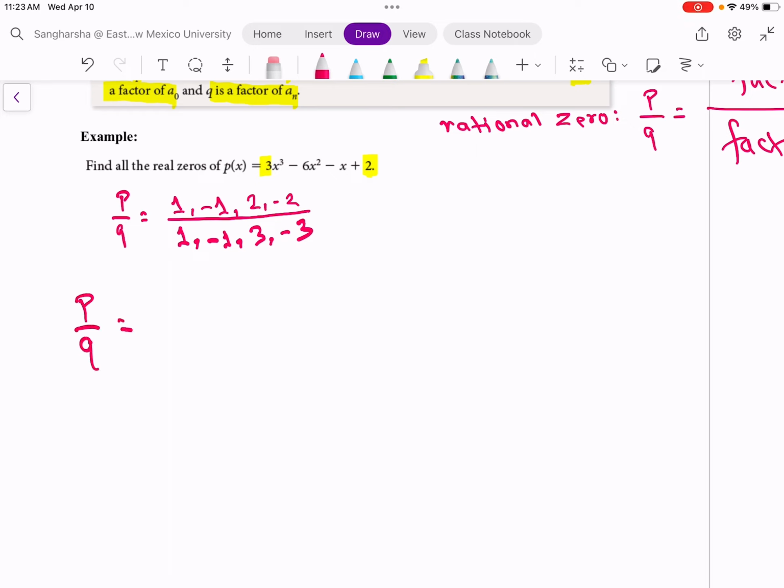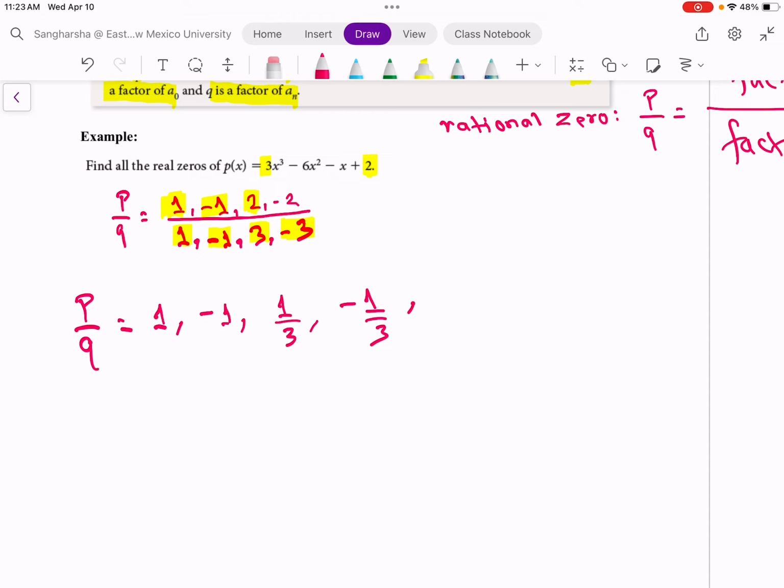Okay, so let's find P over Q. If you choose 1 and 1, we get 1. If you choose 1 and negative 1, we get negative 1. If you choose 1 and positive 3, we get 1 over 3. If you choose 1 for P and negative 3 for Q, we get negative 1 over 3. And if you choose negative 1, you're going to get the same numbers here. So let me go to 2 here.